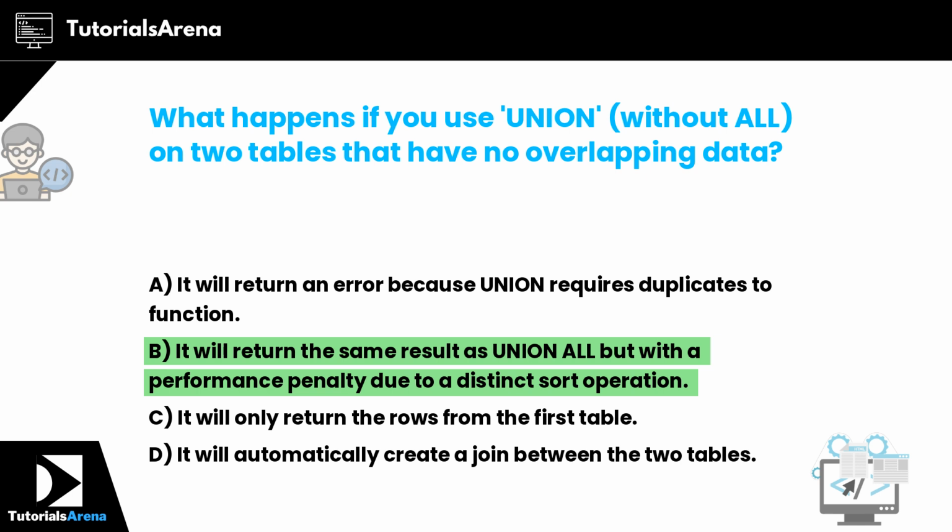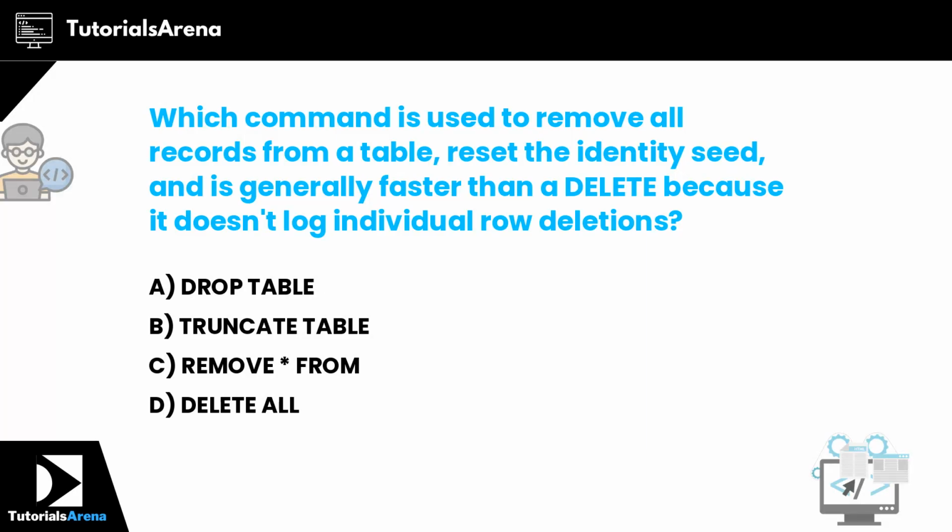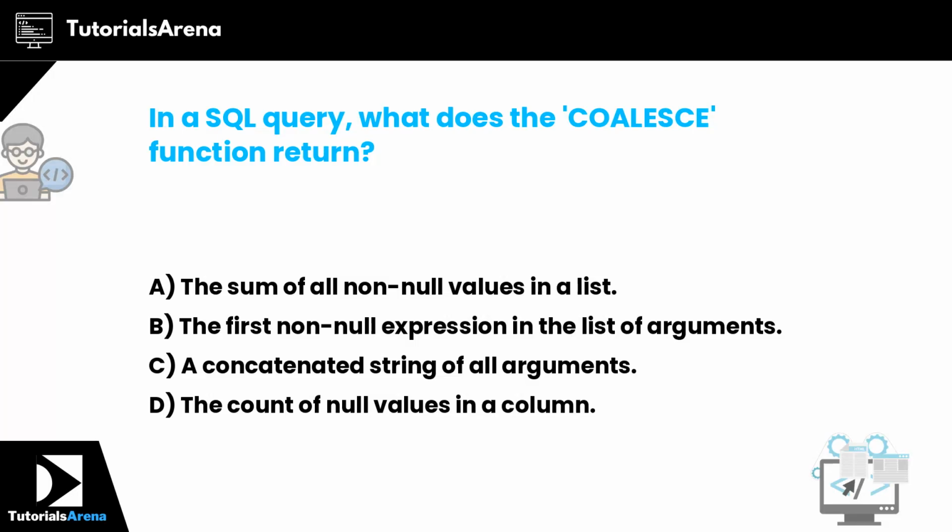Which command is used to remove all records from a table, reset the identity seed, and is generally faster than a delete because it doesn't log individual row deletions? Answer is B, truncate table. In a SQL query, what does the coalesce function return? Answer is B, the first non-null expression in the list of arguments.